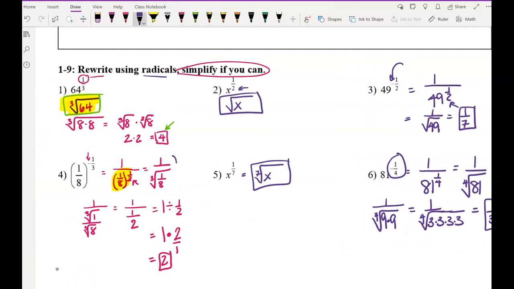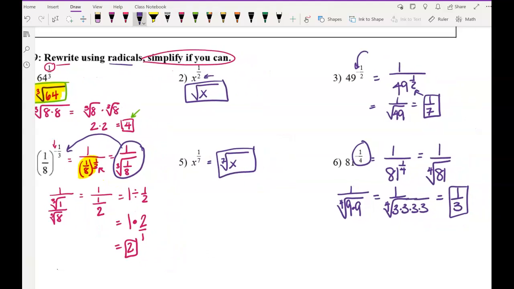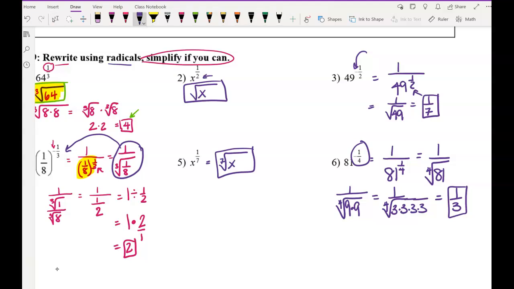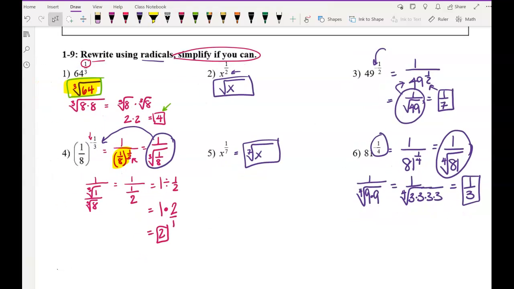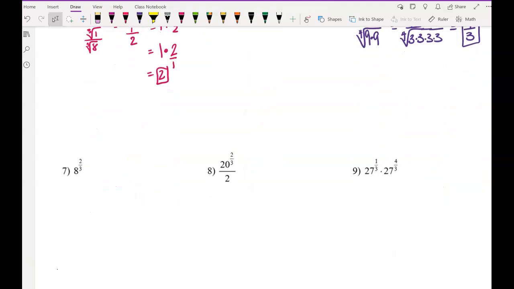So as you can see, this is the radical form of that, and the final answer of that is 2. And this is the radical form of that, and the final answer of that is 1/7 because we can't have a radical on the bottom. This is a radical form, and the final answer is 1/3. So if we can't simplify it in radical form, we can rewrite it in rational exponents and then see if we can simplify that further. Okay. All right, example 8, similar process.